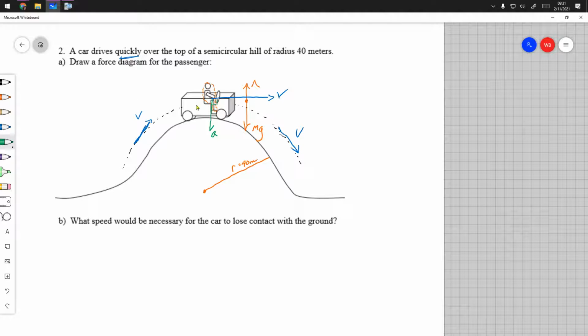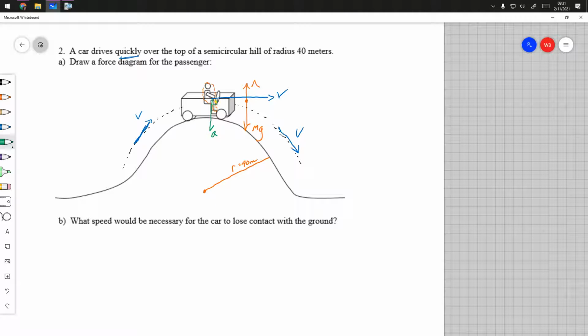Now, even if the speed was changing, the direction is still changing, and so you must have some acceleration that is pointed centripetally towards the center. So I'm thinking about that. No matter what's happening in the situation, he must be accelerating towards the center there. And so now I'm thinking, wait, that means that when I add up these forces here, I'm going to get unbalanced forces, because it is accelerating, because it is changing its direction there. And so what speed would be necessary for the car to lose contact with the ground?